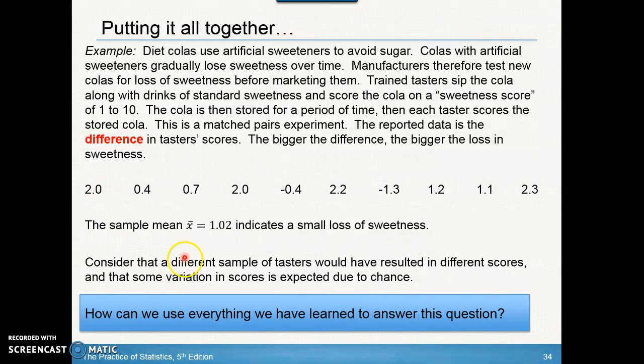Okay, the sample mean x bar indicates a small loss of sweetness. So that x bar is telling us that it lost 1 sweetness score, since those were the differences. Consider that a different sample of tasters would have resulted in different scores, and there's some variation expected due to chance. So the question is basically, what is the true mean of the loss of sweetness in the cola?